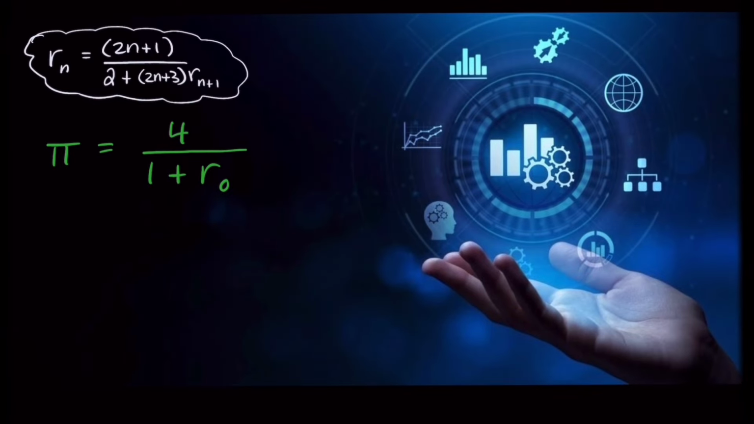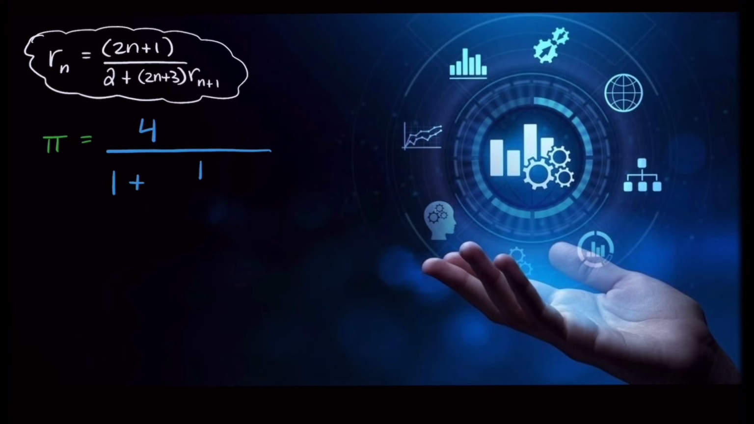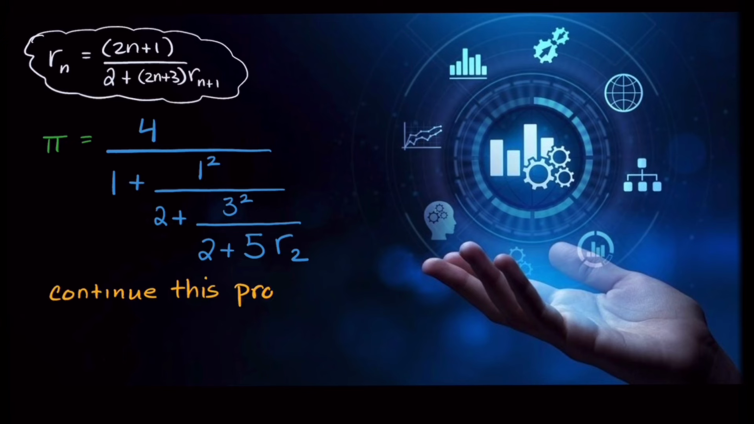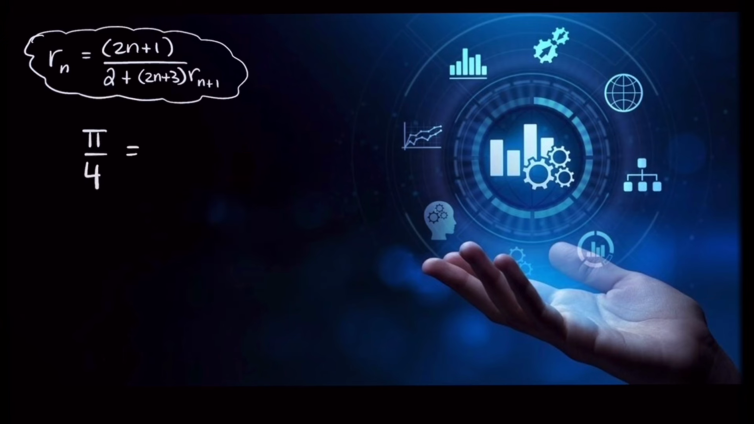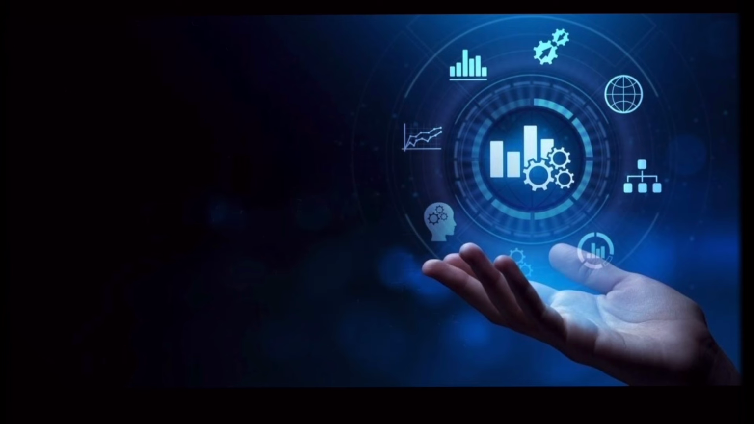Rearranging this to have pi equal to 4 over 1 plus R0, we can then use the formula above to rewrite R0 as a fraction. And then we can continue this to write R1 as a fraction, and so on, and so on. And so this backwards recursion gives us the ability to write this as a continued fraction, not a simple one, but one that has a very particular pattern. And so if we continue this process, we get pi, or rather if we divide both sides by 4, pi over 4 equal to 1 plus 1 over 1 plus 1 squared over 2 plus 3 squared over 2 plus 5 squared, etc., down the line. A beautiful, non-simple, infinite continued fraction pattern.